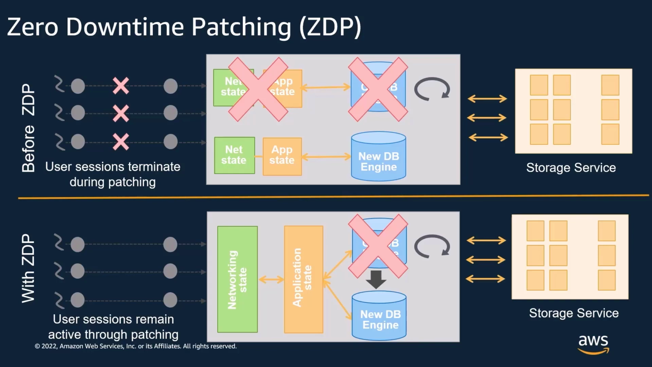Now, ZDP or zero downtime patching was only available for MySQL for the longest time, but just recently, I want to say just as early as last month, we also released this feature for PostgreSQL. So both Aurora MySQL and Aurora PostgreSQL support zero downtime patching now.